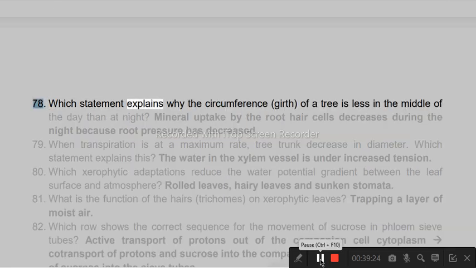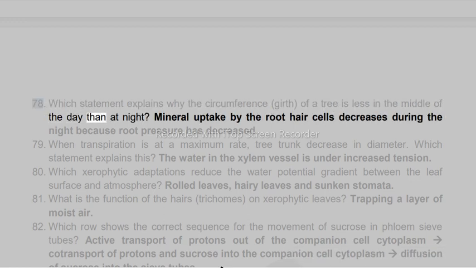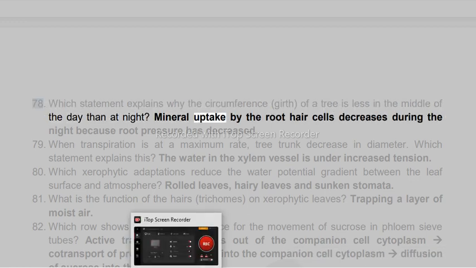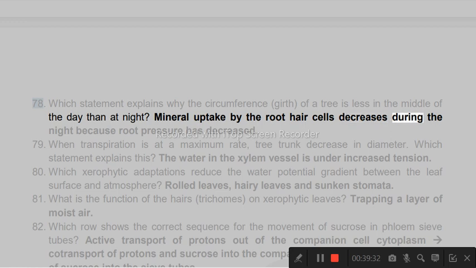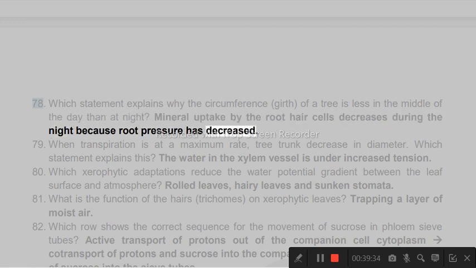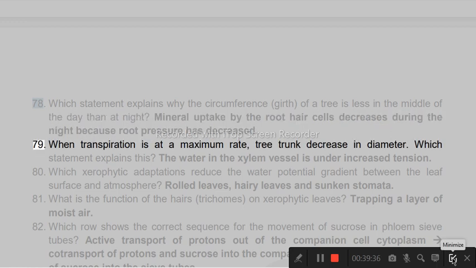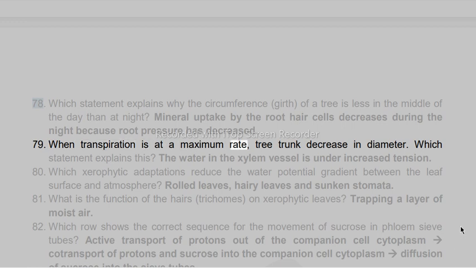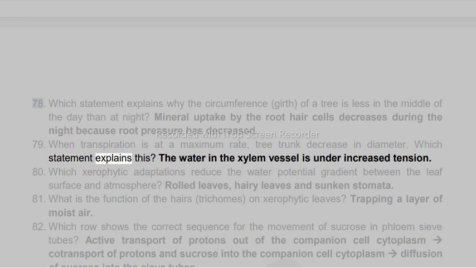78. Which statement explains why the circumference, girth, of a tree is less in the middle of the day than at night? Mineral uptake by the root hair cells decreases during the night because root pressure has decreased. 79. When transpiration is at a maximum rate, the tree trunk decreases in diameter. Which statement explains this? The water in the xylem vessels is under increased tension.